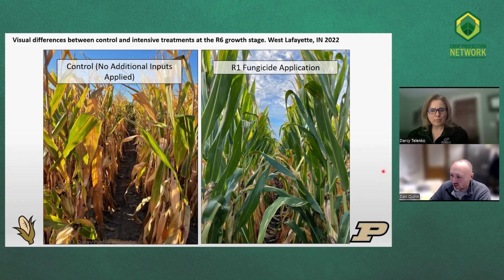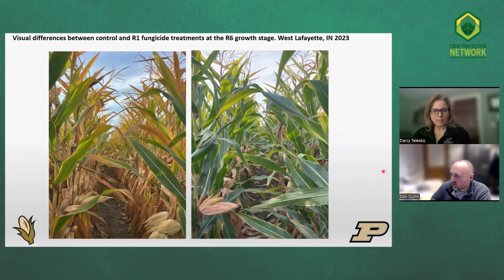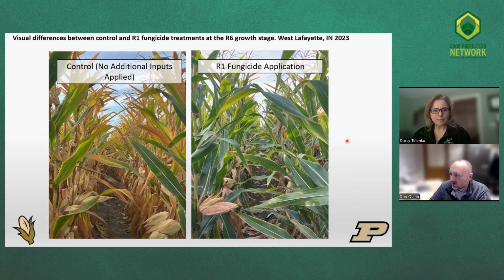So you can see the overall difference in plant color when you get later in the season, when we're able to control some of the diseases versus when we're not. And then this is from West Lafayette in 2023. So we saw similar responsiveness across a lot of our trials. When we're able to control some of those stressors, we see the plant maintain some of its photosynthetic health a little bit later in the season versus when we're not able to control some of those stressors. So control on the left-hand side, then a fungicide application on the right.